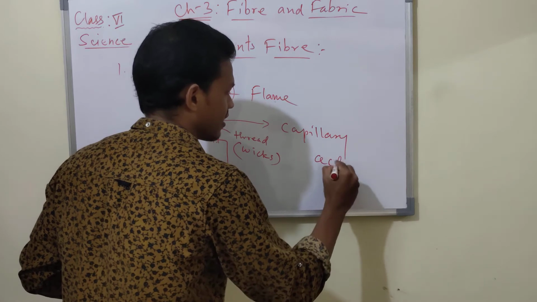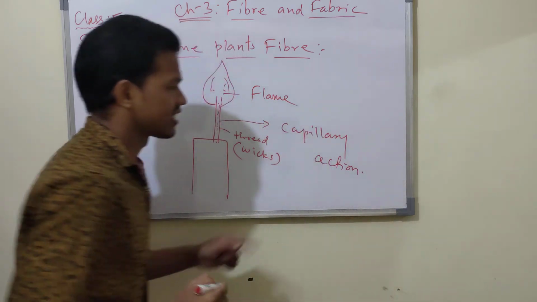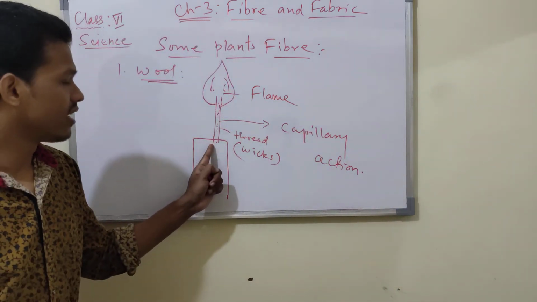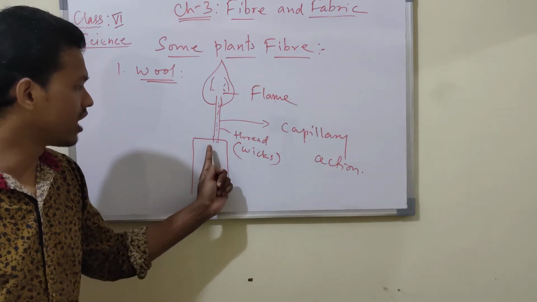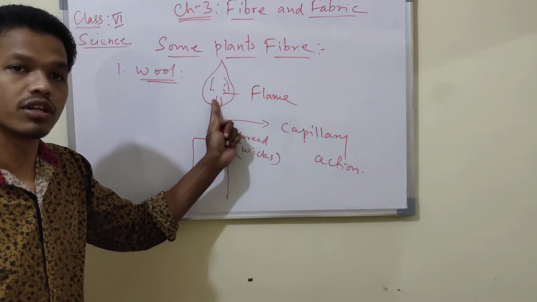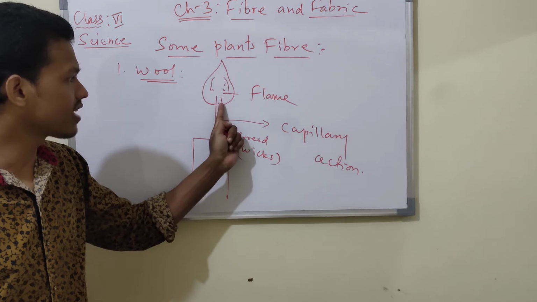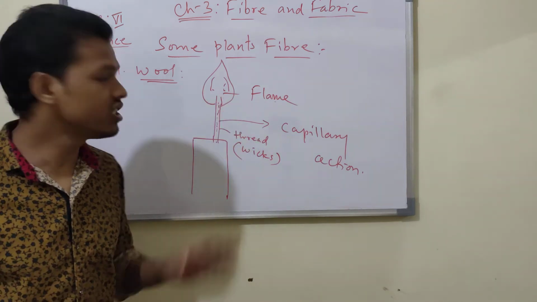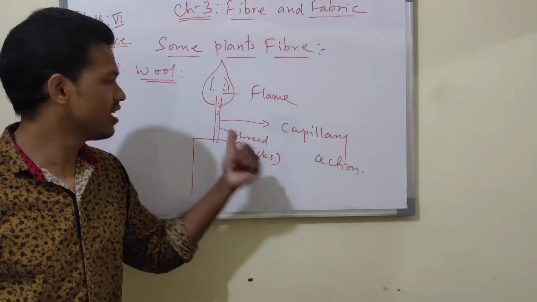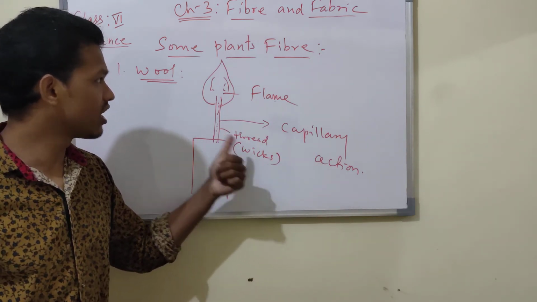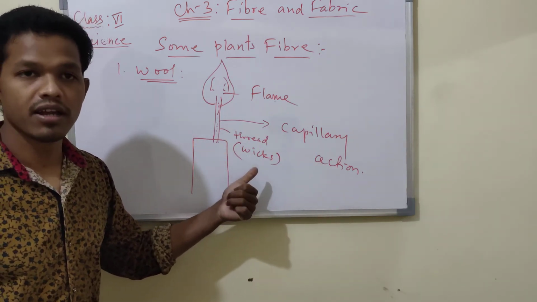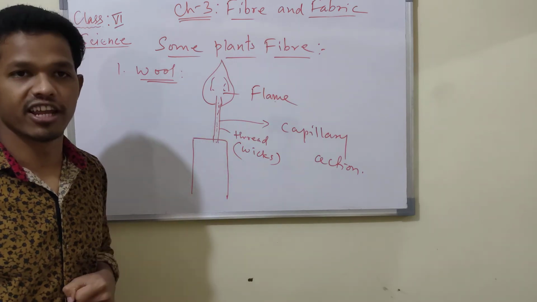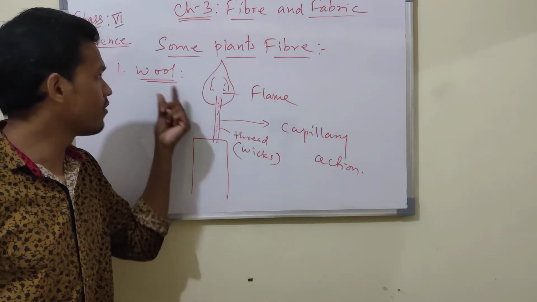Capillary action, you will study in higher class. Due to capillary action, the oil reaches here. The oil reaches and touches this flame, and continuously the flame will be burning. So this is the purpose. Due to capillary action, these wicks are made of woolen material.